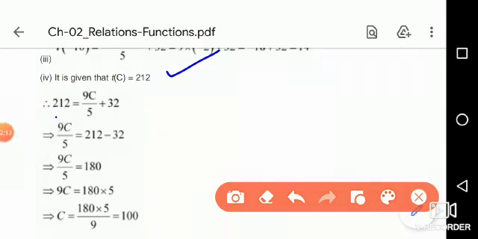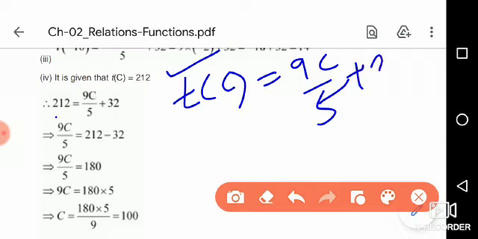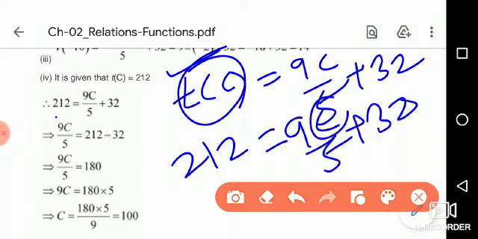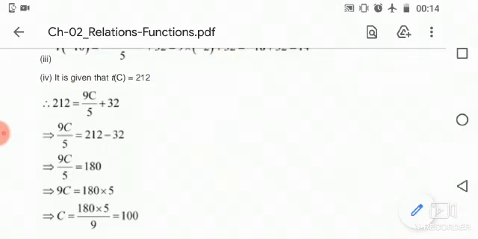Now we should write the T of C formula. T of C is equal to 9C divided by 5 plus 32. If we replace T of C with 212, we get 212 equals 9C divided by 5 plus 32. In this case, C is unknown. We calculate the value of C by solving this equation.